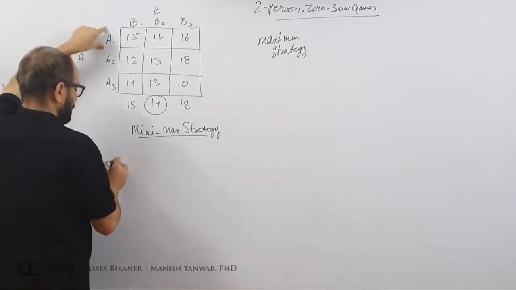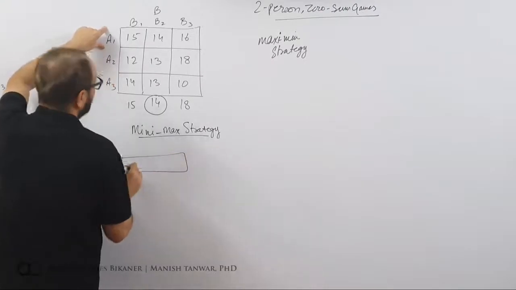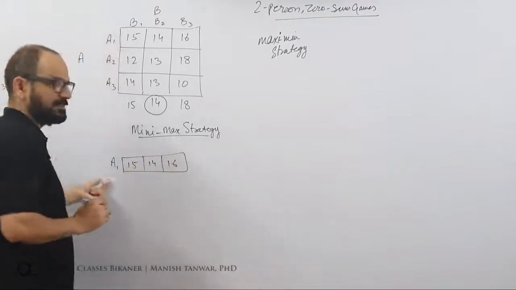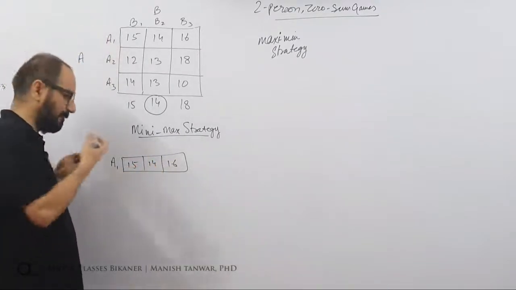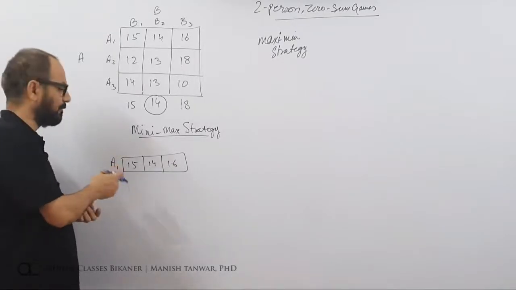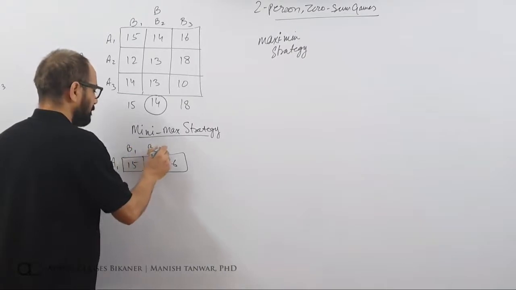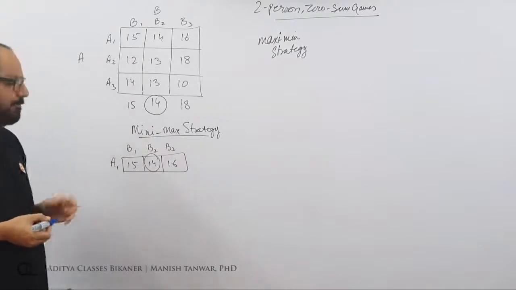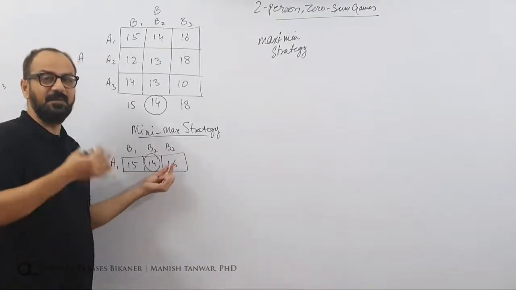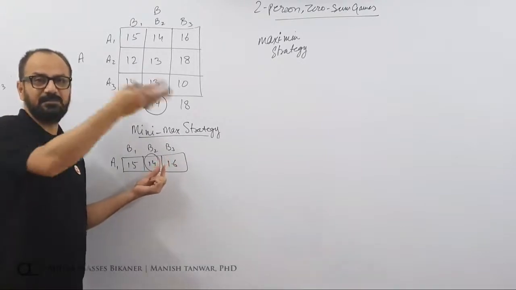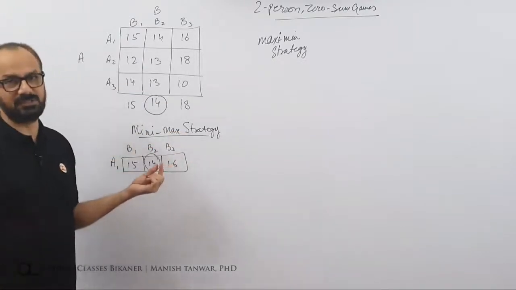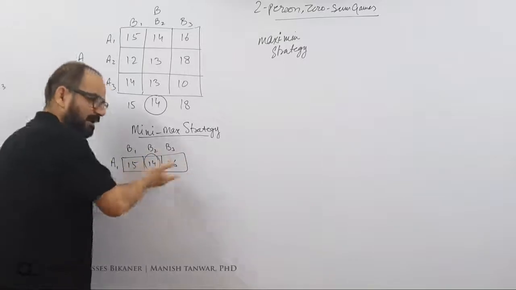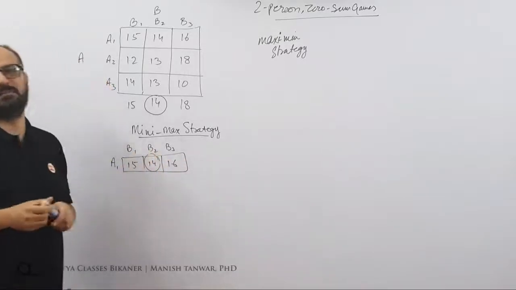If A decides that it will be going with A1, what are the returns for A1? 15, 14 and 16. Now I have made a choice. I am going with A1. I am a role player. I have taken a choice. I very well know what B will do. B will select this strategy. Why? Because if B selects this strategy, I'll be winning 16. Me winning 16 means B will be losing 16. So B would not like to lose 16. Rather, B will compromise for losing only 14.